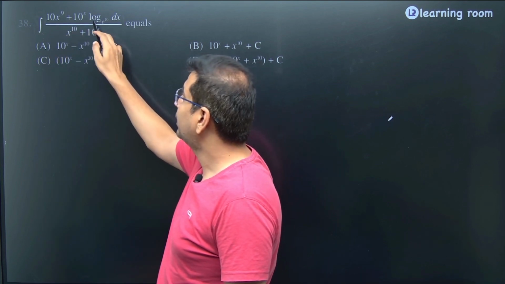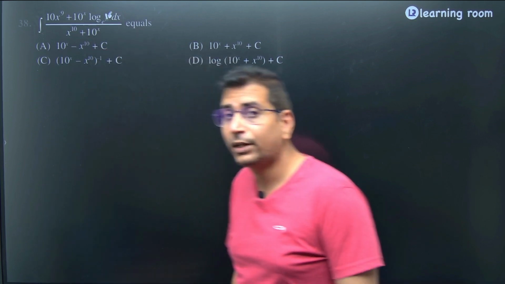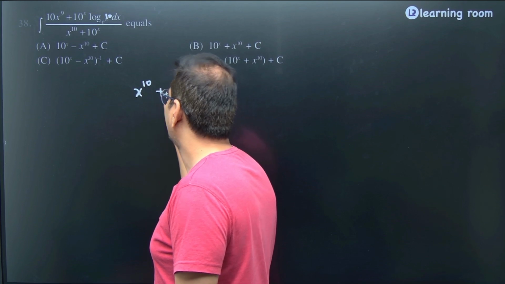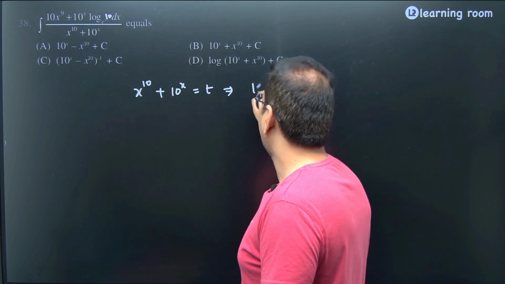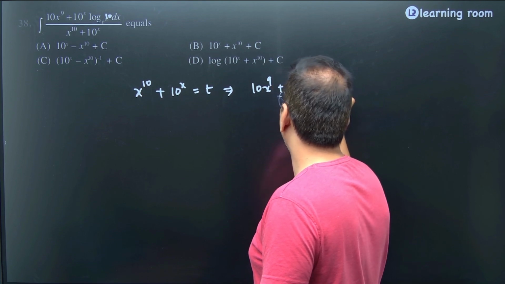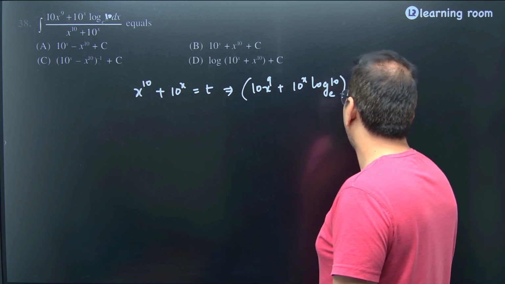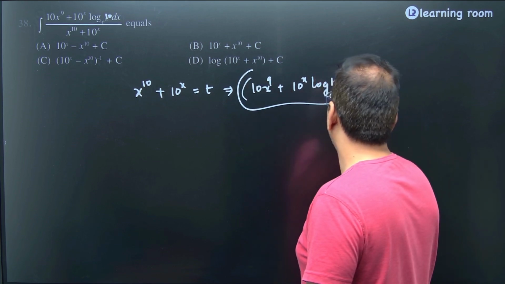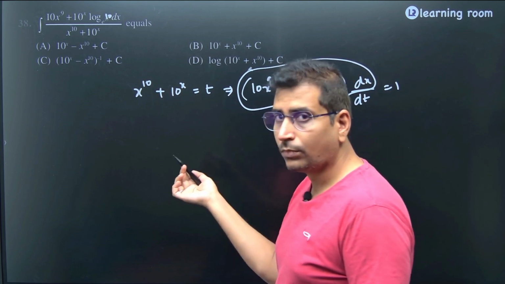Similarly, 10^x log_e 10 is the derivative of 10^x. So just substitute the denominator as t. If you take x^10 + 10^x as t, you will get (10x^9 + 10^x log_e 10) dx = dt. So this thing, the numerator, is equal to dt.